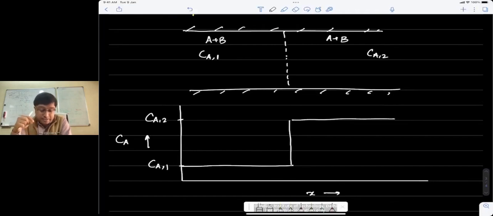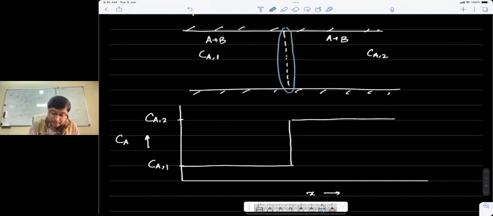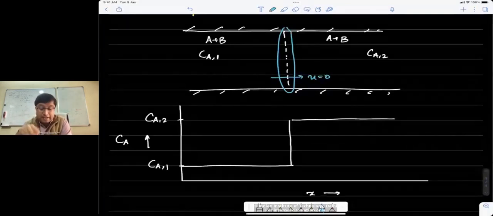Now say I remove this partition at t equal to 0. If I remove this partition, what do we expect? And let's say the partition, in fact the fluid itself, the whole mixture, if I look at the interface, which is this region, if I call this the interface, let's say this was not moving. Okay, this was stationary. If it was not moving, then as soon as I remove the partition, I can see that the concentrations are not going to be the same.